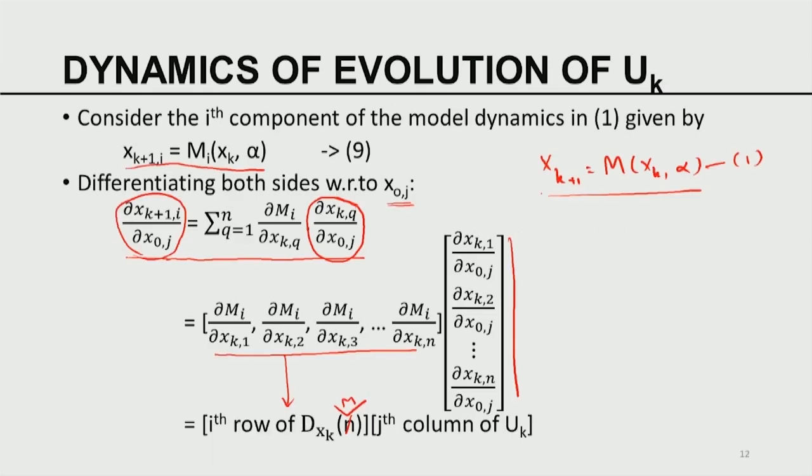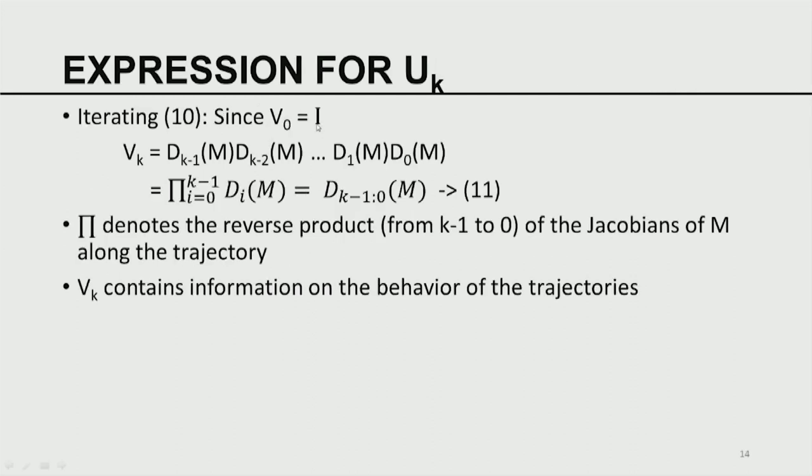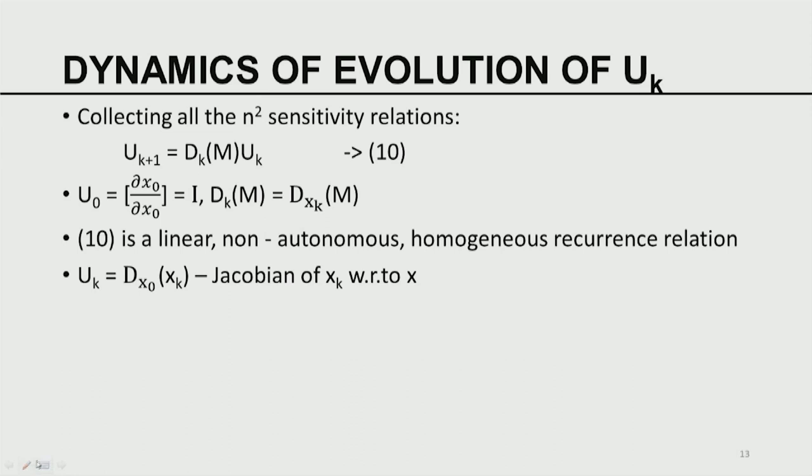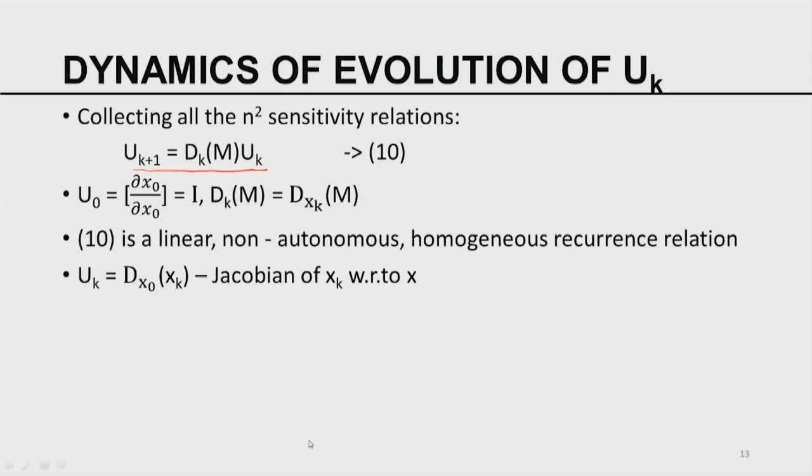So, let us go back now. One sensitivity component is given by the product of the ith row and the jth column. If I want to consider all the sensitivity matrices simultaneously, there are n square such sensitivity relations. The set of all n square such sensitivity relations is captured in the form of a matrix dynamics. So Uk plus 1 is the sensitivity at time k plus 1. Uk is the sensitivity at time k. Uk plus 1 is a matrix. Uk is a matrix. DkM is the model Jacobian with respect to xk.